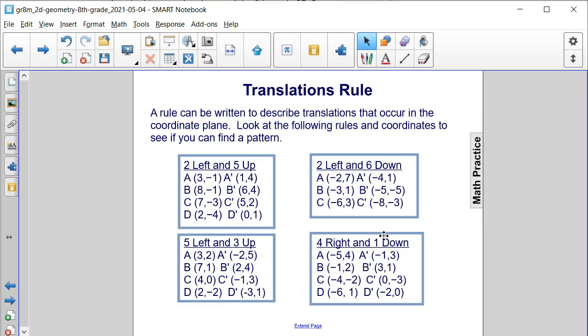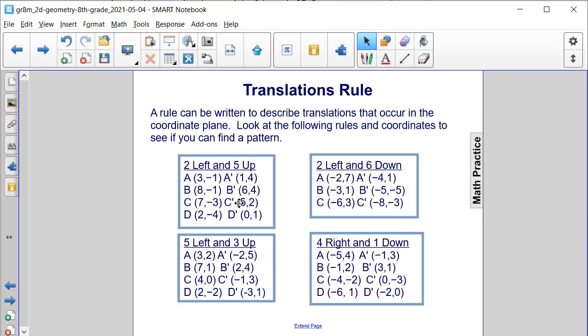Okay, and these two are going down. So instead of adding to the y coordinate, the down will probably be subtracting, but let's make sure. 7 to 1, yeah, subtracted by 6. 1 to -5, I subtracted by 6. 3 to -3, I subtracted by 6. Let's see, this one's going down 1, so let's see if we get a -1 from one y coordinate to the other. 4 to 3, yes, I subtracted 1. 2 to 1, subtracted 1. -2 to -3, yes, subtracted 1. 1 to 0, yes, I'm subtracting 1.